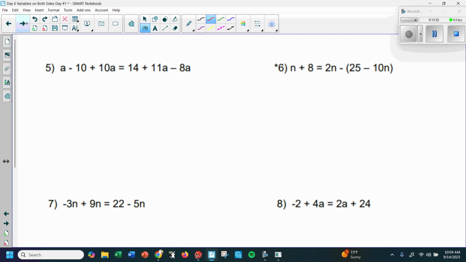Okay, let's start picking and choosing which ones we want to do, because I don't want to do all of them. Let's go to number 6, since it has a star, which means maybe it's harder. Ooh, it is harder. I like it. Start with the Great Wall of Mathematics. Okay, you look on the left side. You say there's an n and an 8. Is there anything you can do? And the answer is no.